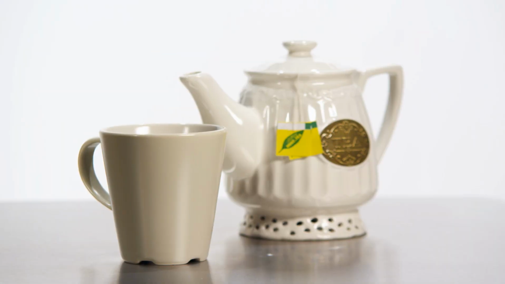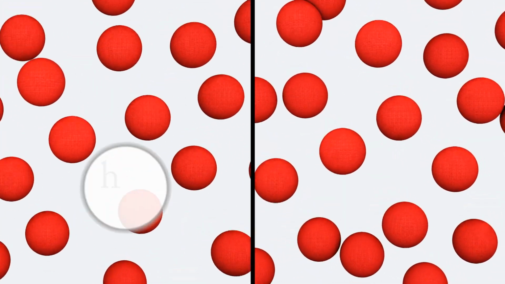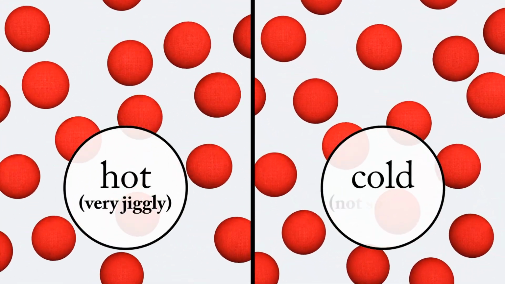Now, what if we use our imagination again to look at the atoms of the cold tea? They're not jiggling nearly as much. And that's what temperature is, the jiggling, vibrating motion of atoms.